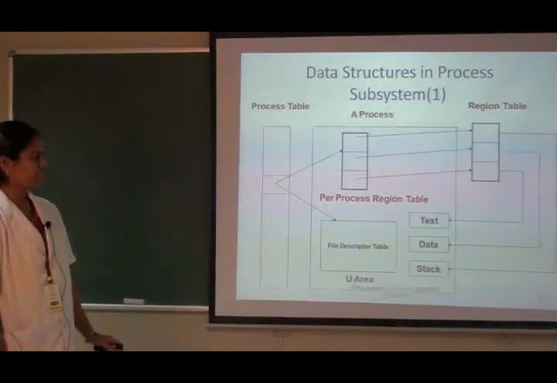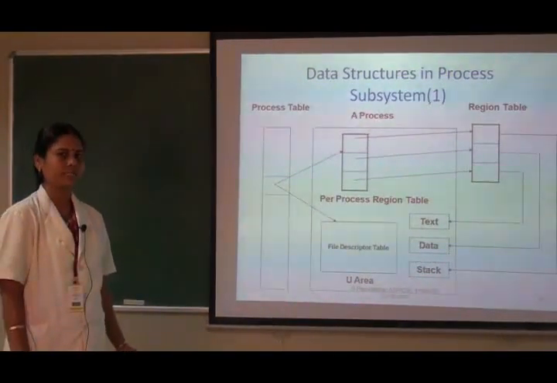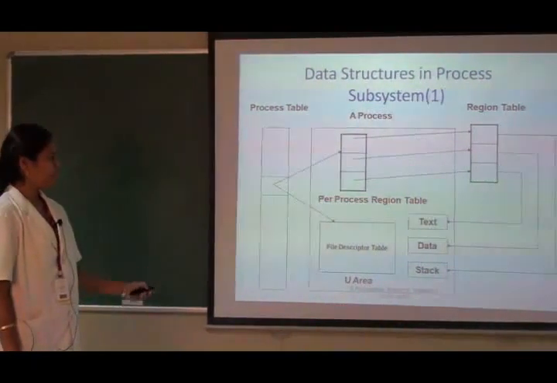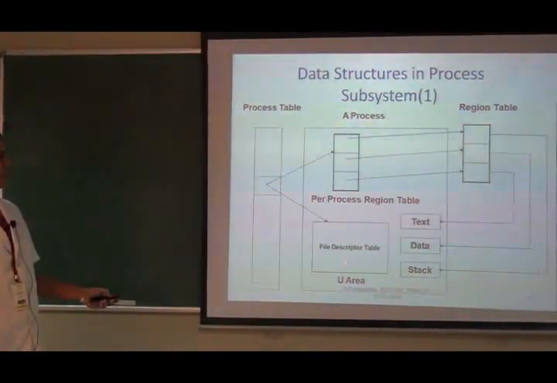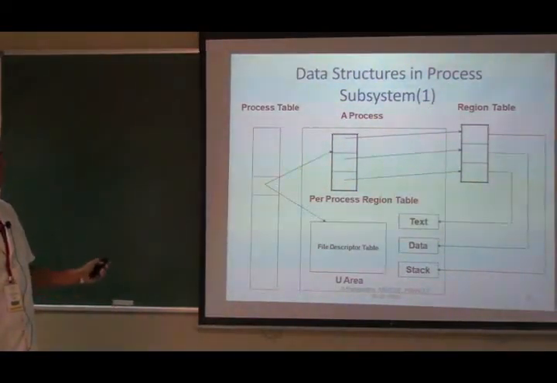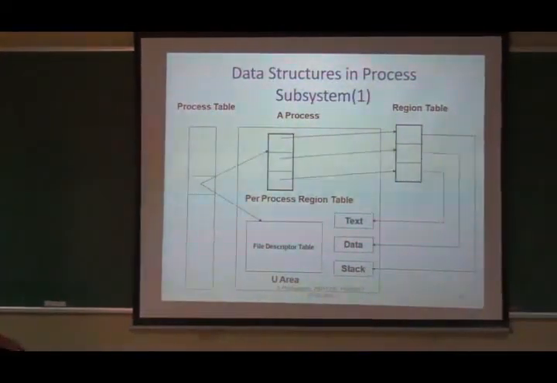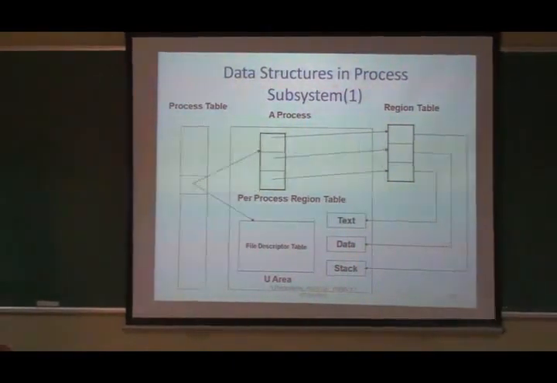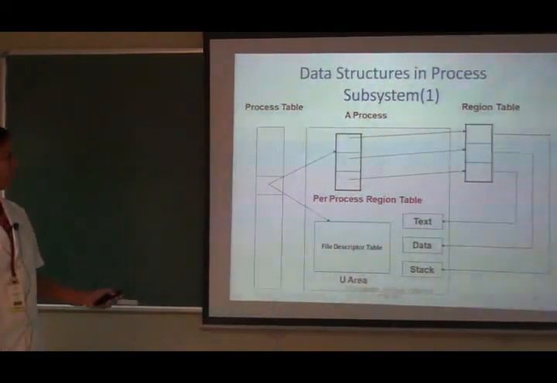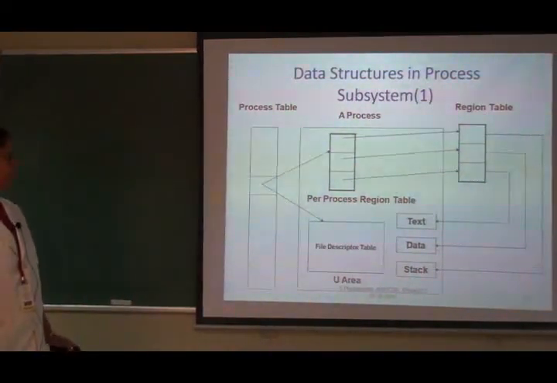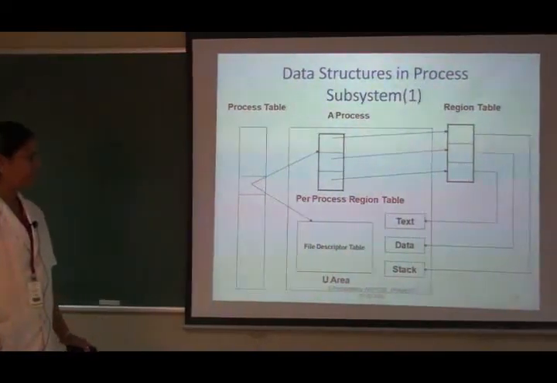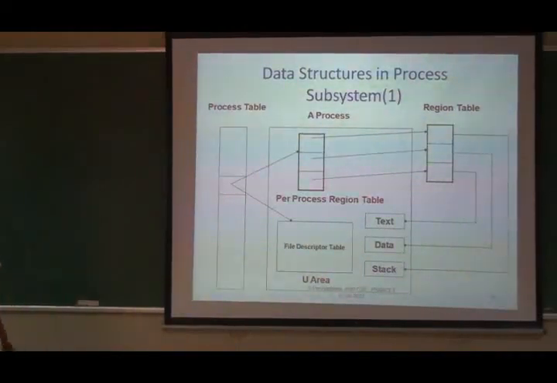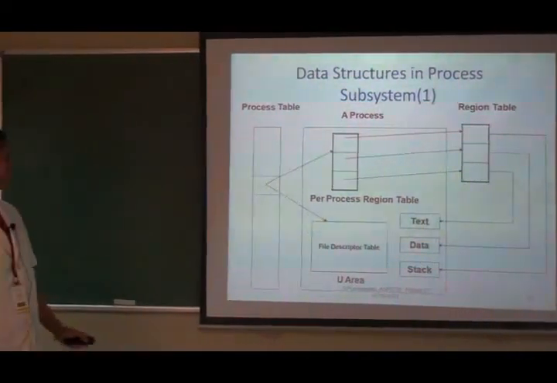For handling many processes simultaneously, it uses various data structures: the process table, per process region table, U-area and region table. The process table and region table are global tables. They are common for all the processes available in the Unix OS. The per process region table and U-area are defined only for the particular process. For every process, these 2 data structures will be created.